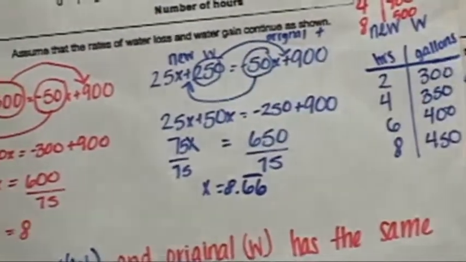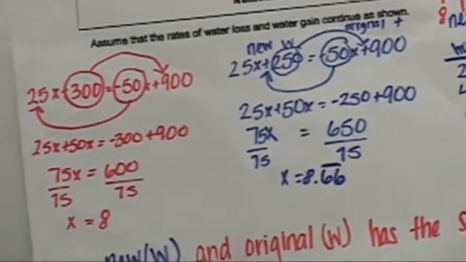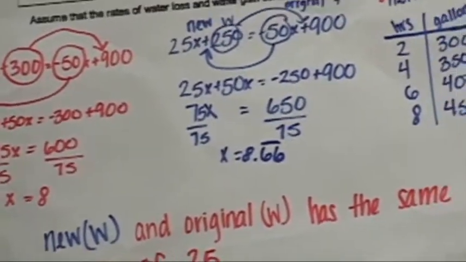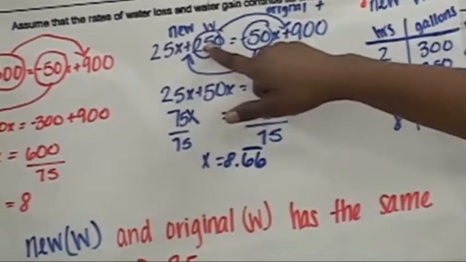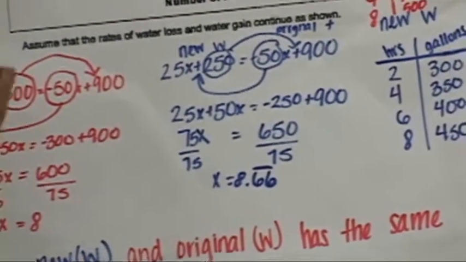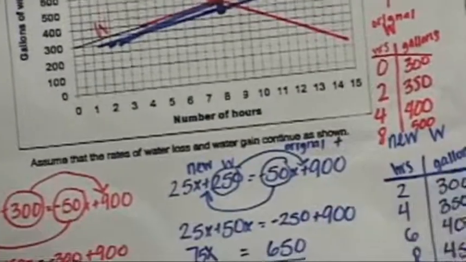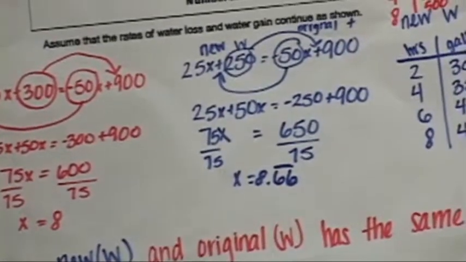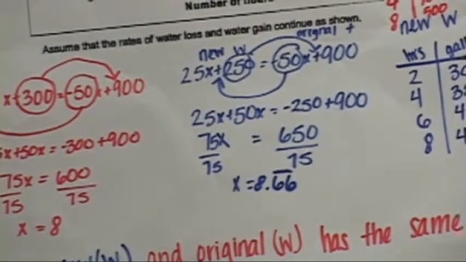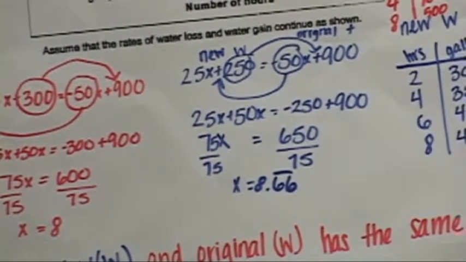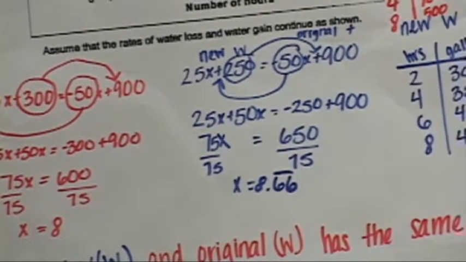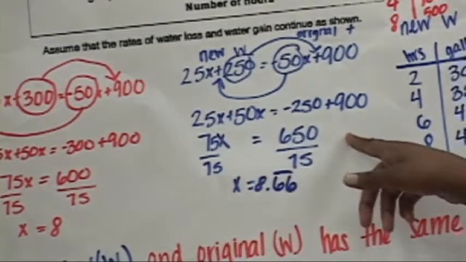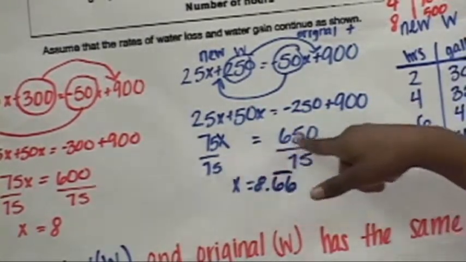Since I had 25x plus 250 equal negative 50x plus 900, I picked the negative 50 up and put it on this side, and I put the 250 up and put it on the other side. Since they changed, going over the equal sign, the negative 50 changed to a positive 50, so it gave me 25x plus 50x, and that was 75x. Then I picked the 250 up and threw it over the equal sign, which changed it to a negative 250, which gave me 650. So then I had 75x equals 650.